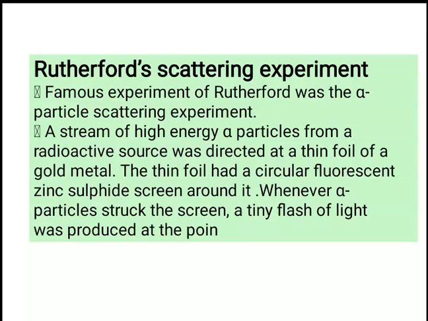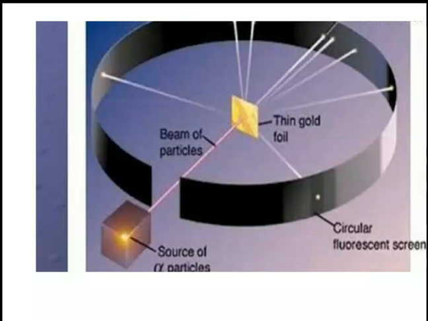Alpha particles required for this experiment were obtained from a radioactive source, and the radioactive element was placed in a box of lead. Lead can absorb all the harmful radiations. Then these radiations were allowed to pass through a narrow slit. After passing through the narrow slit, they were allowed to strike a very thin gold foil. Gold foil was the source of atoms.